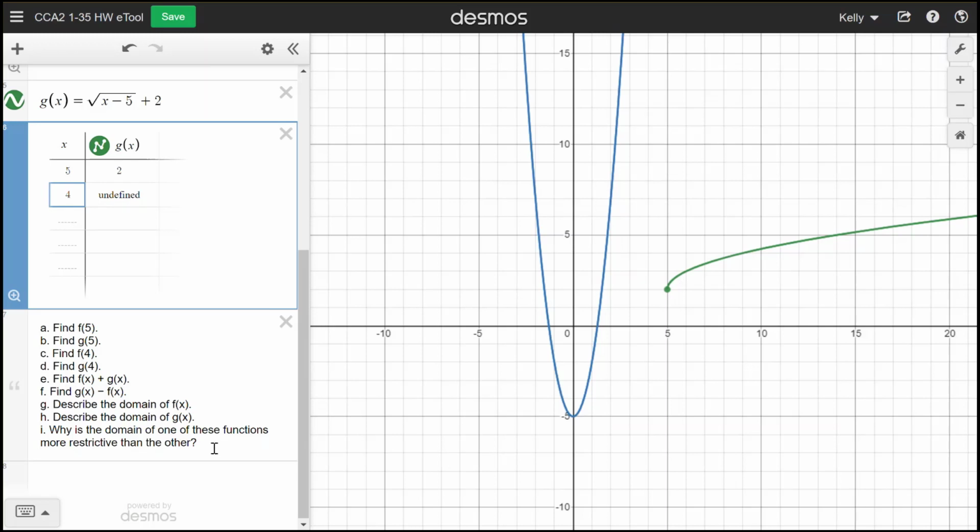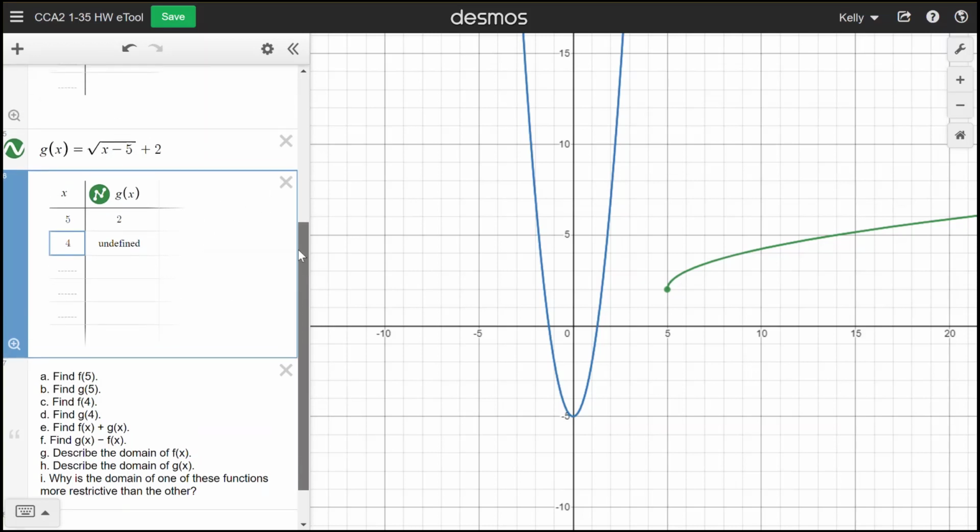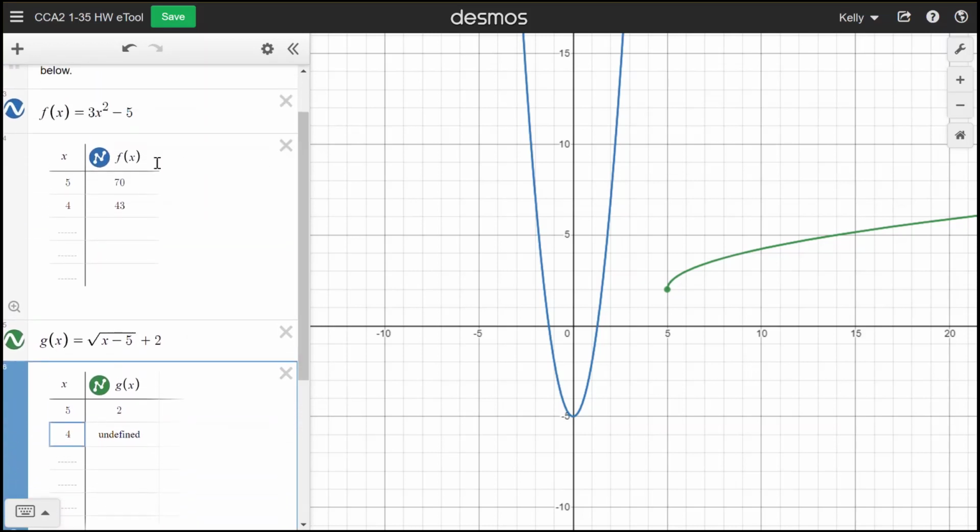It says, why is the domain of one of these functions more restrictive than the other? Well, let's go up here and look at this other equation. There's not a single value that you could put in this f of x function that wouldn't work. Every value will work. So therefore, even though you can't really see it here, the domain of a quadratic is all real numbers. You can go all the way to the left and all the way to the right, to negative infinity and to positive infinity.